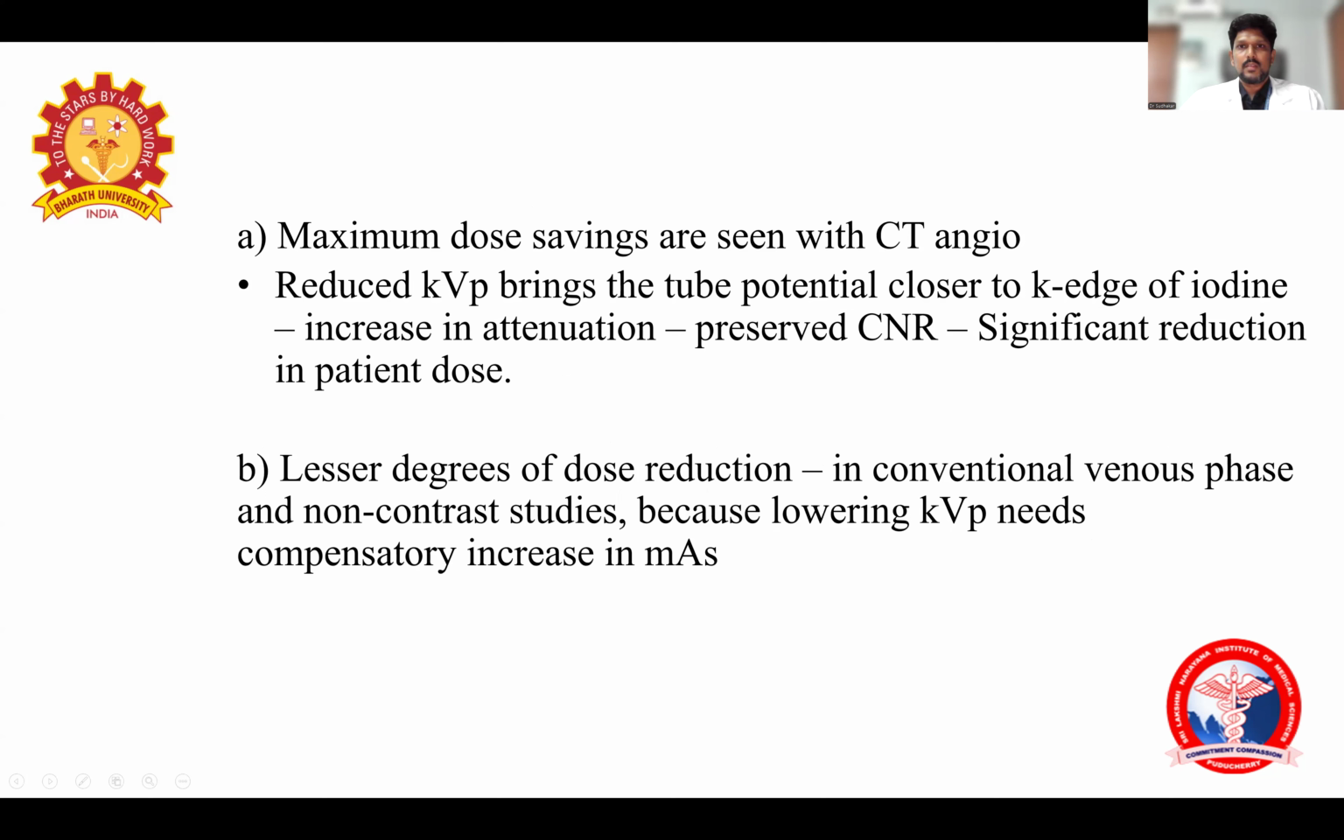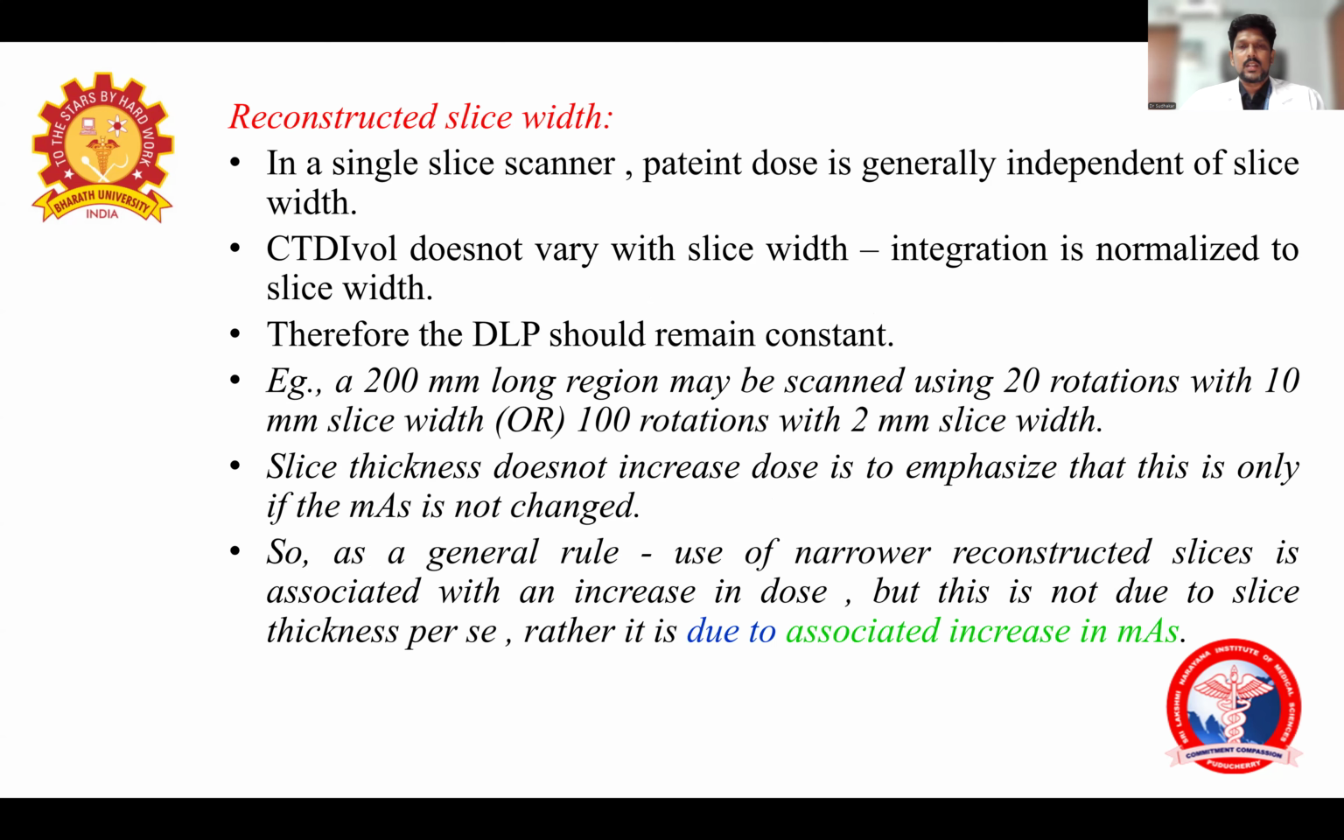The maximum dose savings are seen specifically in CT angio or any contrast CT studies. Reduced kVp brings the tube potential closer to the k-edge of iodine. This increases the attenuation of iodine within the vessels with well-preserved contrast-to-noise ratio, so a significant reduction in patient dose can be achieved. There are lesser degrees of dose reduction in conventional venous phase and non-contrast studies, because lowering the kVp needs a compensatory increase in mAs. Now, reconstructed slice width.